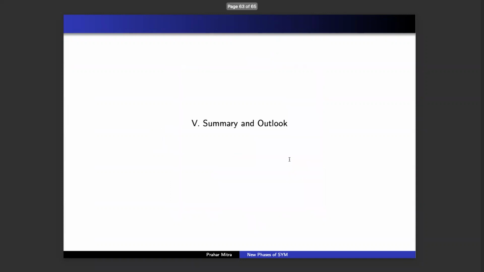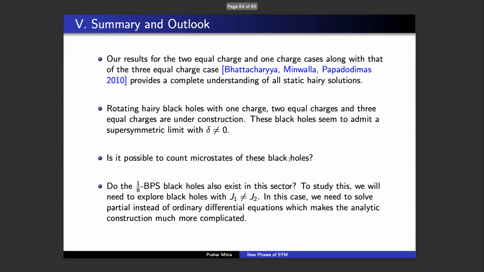Okay, so that's all I have to say. So let me just summarize. In previous work, Shiraz, Jyotirmoy, Kyriakos had already studied the three charge case in the static case. In our work in July, we have essentially completed the picture by studying the one charge and the two charge cases. Putting these three papers together gives us a complete understanding of the full phase space of static solutions in this sector of supergravity. So I think that's a complete picture at this point.